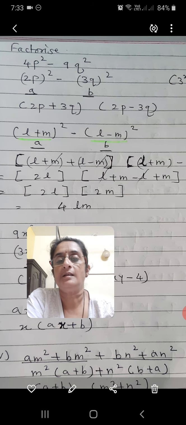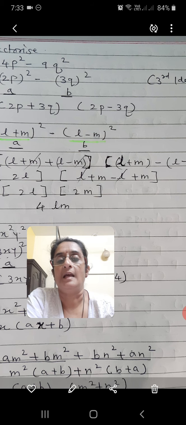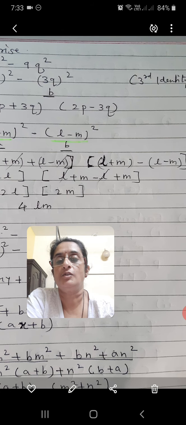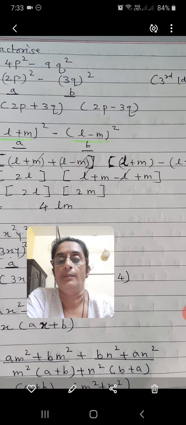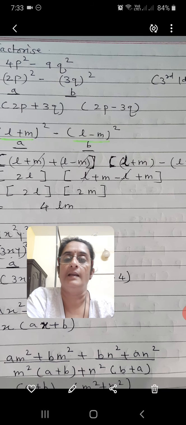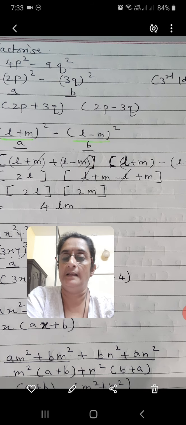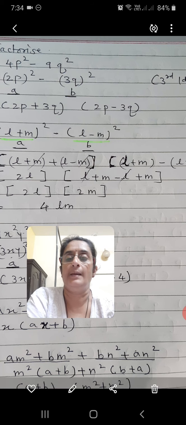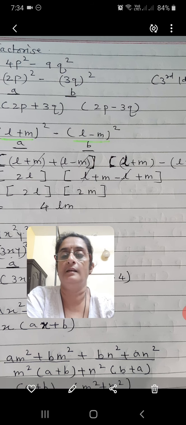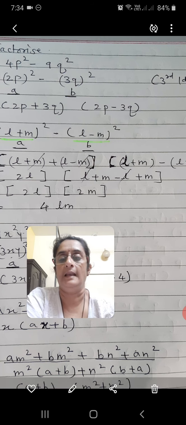In the second term, before l plus m the sign is negative, so bracket signs will be changed. So minus l minus m. So one positive l, one negative l will go, and only 2m will remain. Now 2l into 2m. When you multiply 2 into 2, you will get 4, and l into m is lm, so 4lm. So the answer for the given question is 4lm.